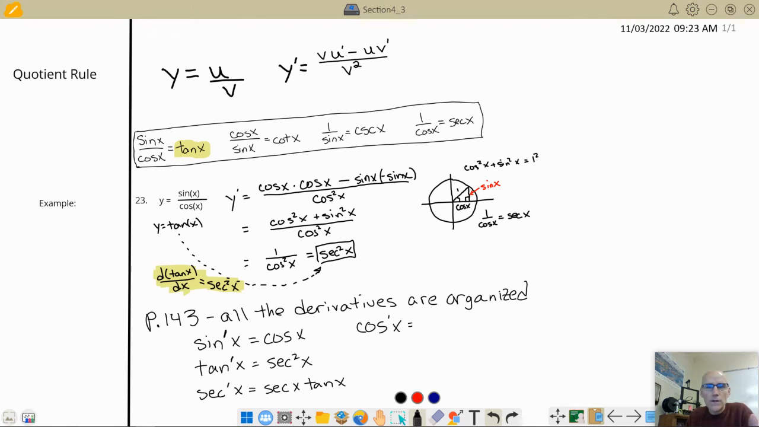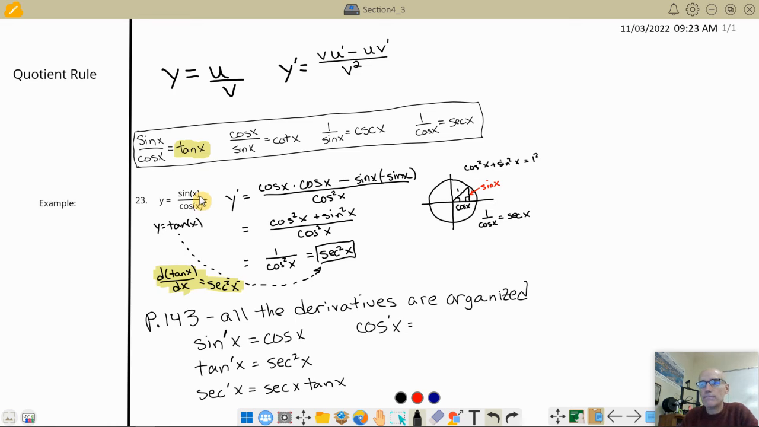So yesterday's video that I was showing about the derivative of tangent, we were doing problem 23, sine over cosine is tangent. And we found that the derivative came out to be secant squared x, right? We were using the quotient rule to do that. Why were we doing the quotient rule?